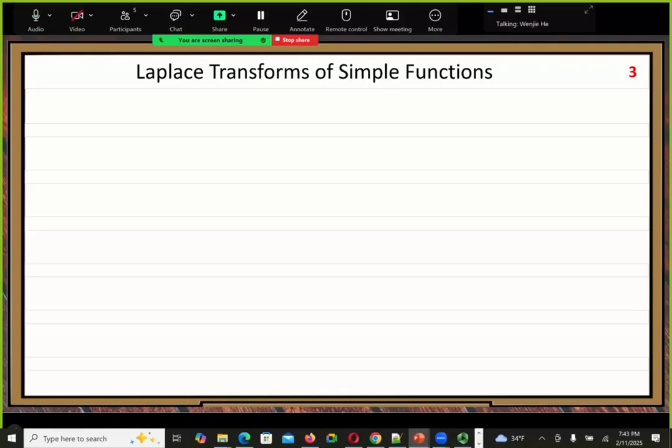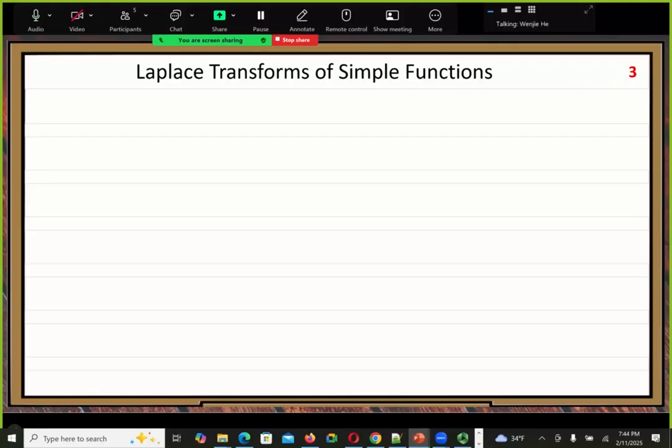So we need a set of basic formulas. When we have this set of basic formulas, later when we have more complicated functions, we can use the linearity property from the previous slide to write the Laplace transform of a complex function as a linear combination of several Laplace transforms of the basic functions. So that way, yeah.